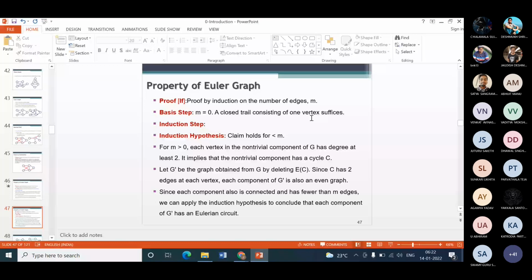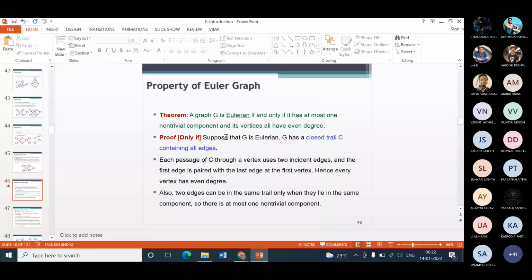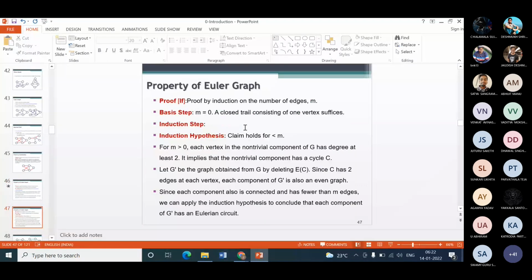Induction hypothesis: suppose this claim holds for number of edges less than m. That means if the number of edges is less than m in a non-trivial component and all vertices have even degree, then we know that it is an Eulerian graph. Now we have to prove it for m. So less than m it is true. Now if the number of edges is m, what do we do?